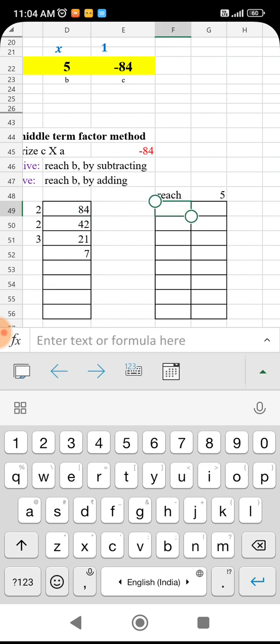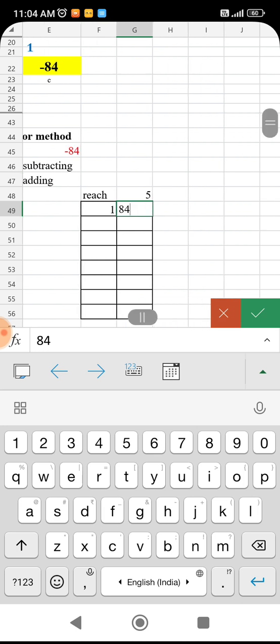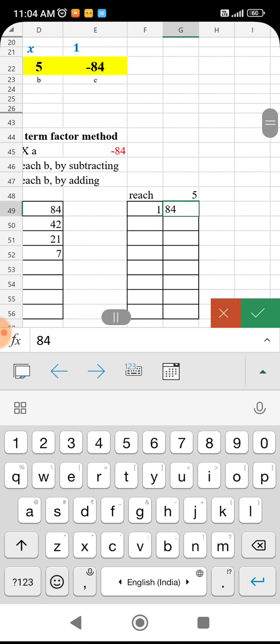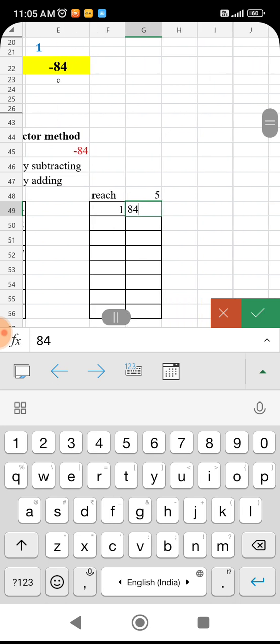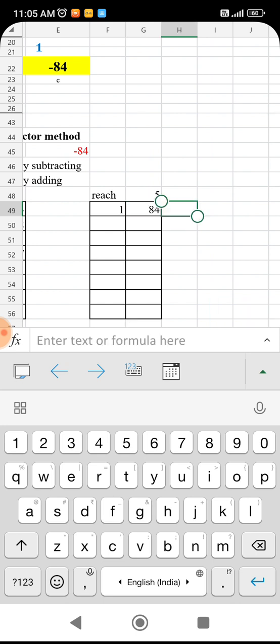So first one is 1 and 84. Now subtract these two, 84 minus 1. What is the answer? 83. And we have to reach 5. That means it is too much gap. Gap is too much, so we should not go for 2, 3, 4, 5, 6 like that.